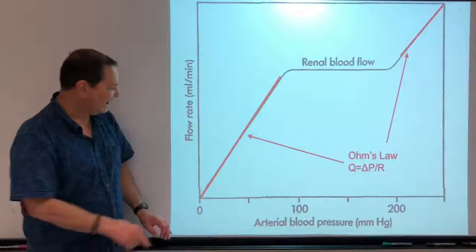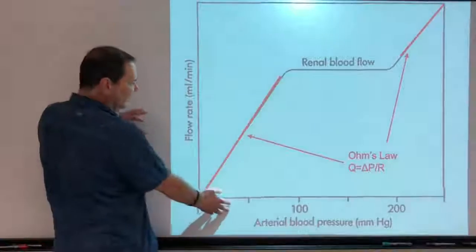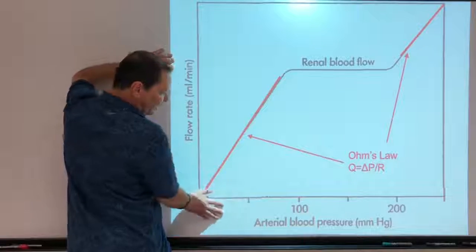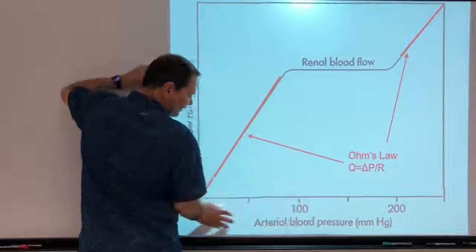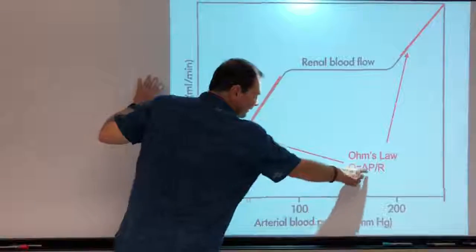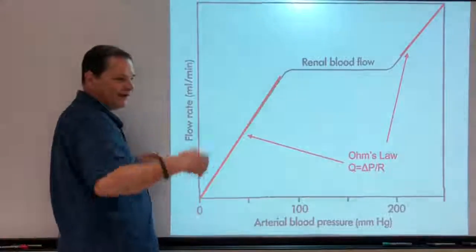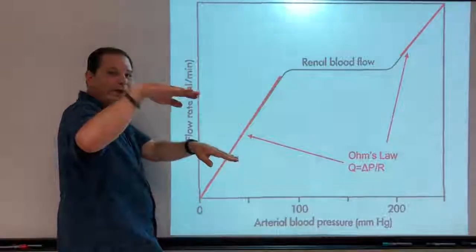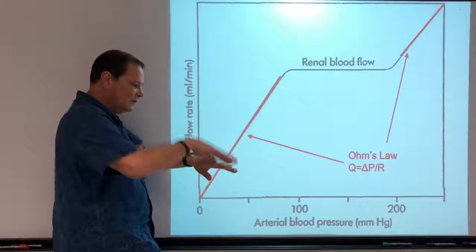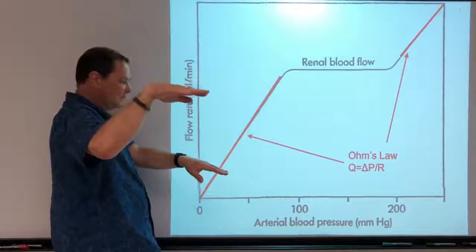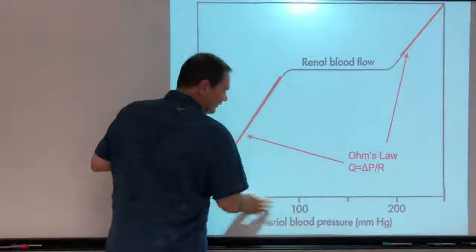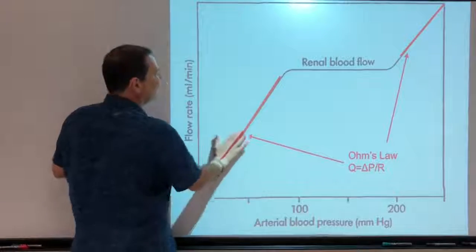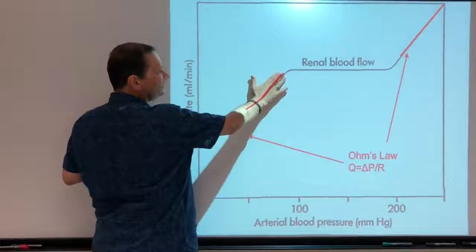So you'll notice that flow through any vessel will obey Ohm's law. So here I have blood pressure, and as the blood pressure goes up, the change in pressure goes up. That is higher arterial pressure. That means higher pressure relative to the venous pressure. Flow will go up because the pressure went up. Okay? So this is an increase in delta P. This is an increase in flow that you see.